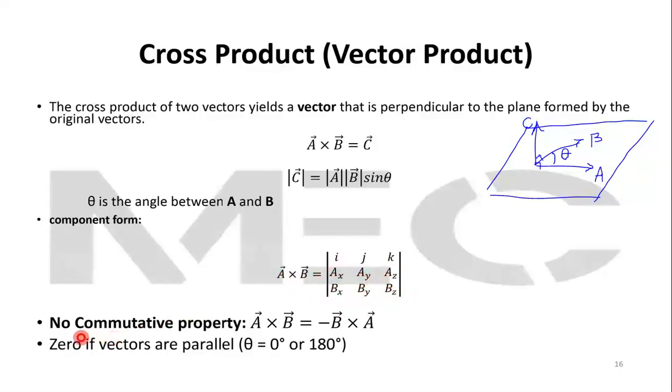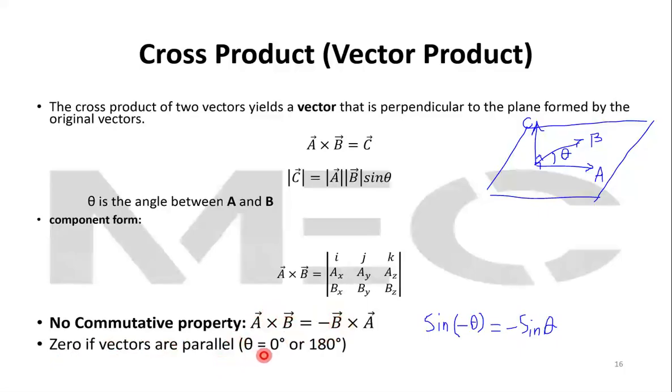Okay. The commutative property does not hold here. A cross B is not equal to B cross A. In fact, a negative sign applies here because the direction of the cross product will be determined by the right-hand rule. And the reason for this is that sine of negative theta is the negative of sine of theta. So, of course, the cross product has no commutative property, and a negative sign appears if you swap the first and second vector. The cross product is 0 if vectors are parallel.